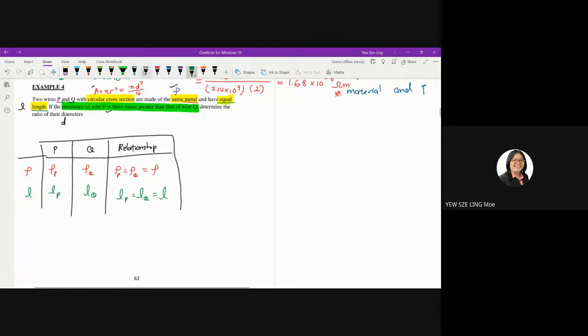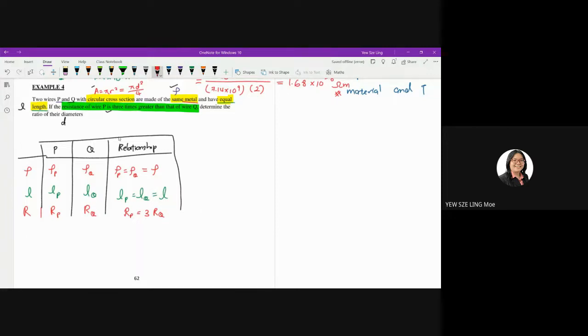And then the question tells us about the resistance. So we have R. R for P, of course, I'm going to call it RP. R for Q, I'm going to call it RQ. What is their relationship? The resistance of wire P is 3 times greater than wire Q. So P is larger than Q. Larger by how many times? 3 times greater than Q. So the relationship is RP is 3 times RQ. So RP equals 3RQ.